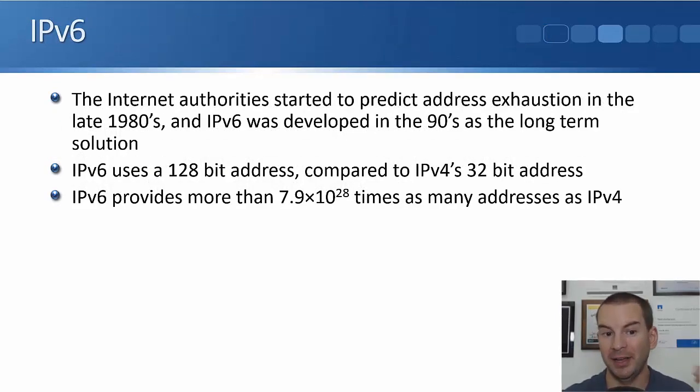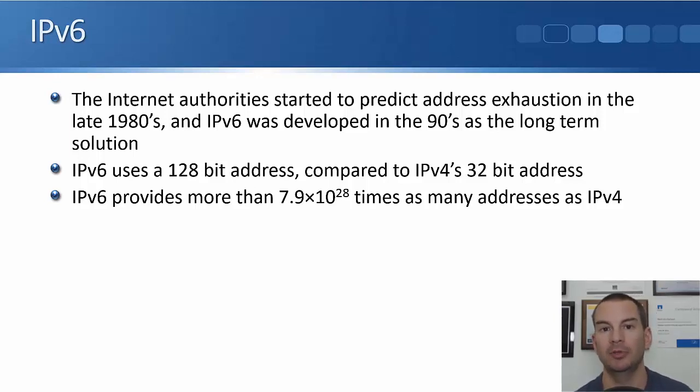So they ran out of addresses. Quite a while ago, in fact back in the late 80s, they realized that they were going to run out of addresses, so they started working on a solution to the problem. And in the 1990s, the solution that was developed was IPv6.